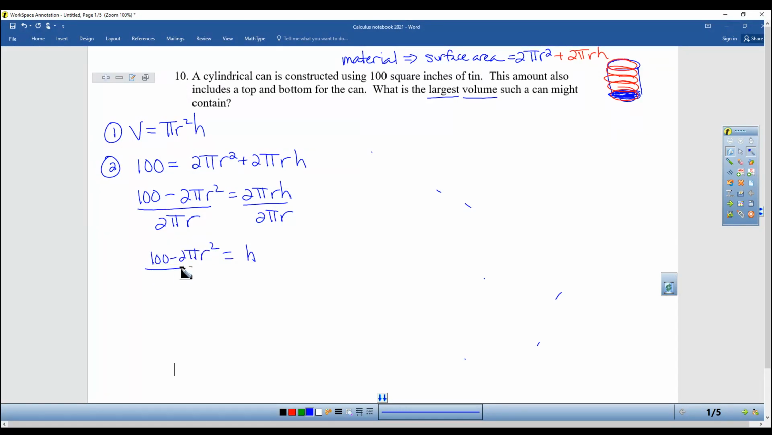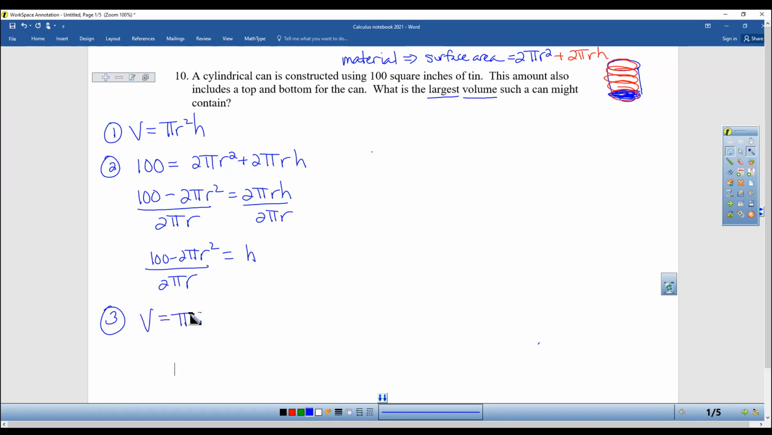Now, be really careful. It is so tempting to cancel this 2 pi and one of these r's, but that 100 prevents you from doing that. It's subtraction on the top. It would be like saying 5 minus 3 over 3, which we know to be 2/3. It'd be like saying, oh, it's 5. It's not 5. Don't cancel them. Can't do it. So now I can use that h to rewrite equation number 1.